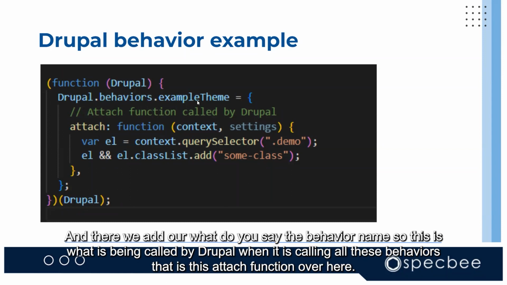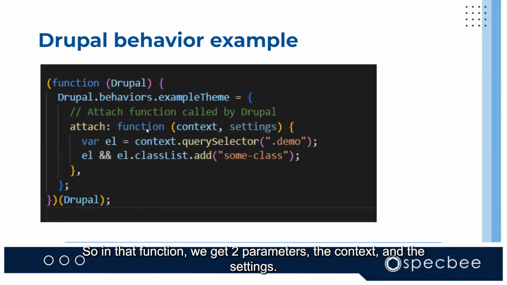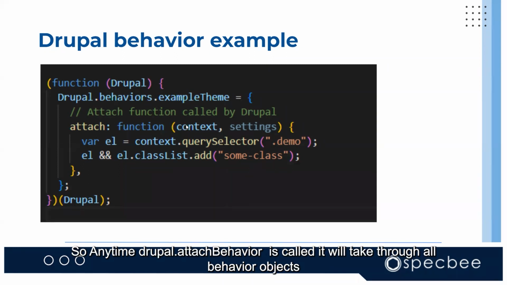And there we add our behavior name. So this is what is being called by Drupal when it is calling all the behaviors. That is this attach function over here. So this is the Drupal attachment, and this is the attach function which is being called. In that function, we get two parameters, the context and the settings. How are they used and what comes inside that? That is something we'll see.